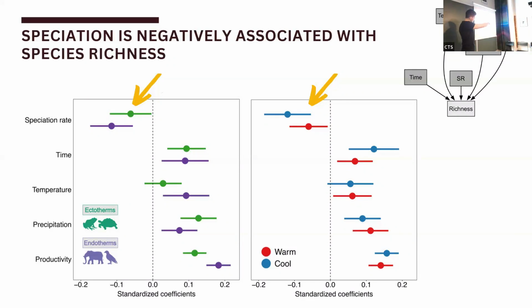Perfect. In the next slides, I'm going to try to wrap up everything, and it revolves around what you said. Good, great. But here again, speciation is negative. So species-poor regions are speciating faster.